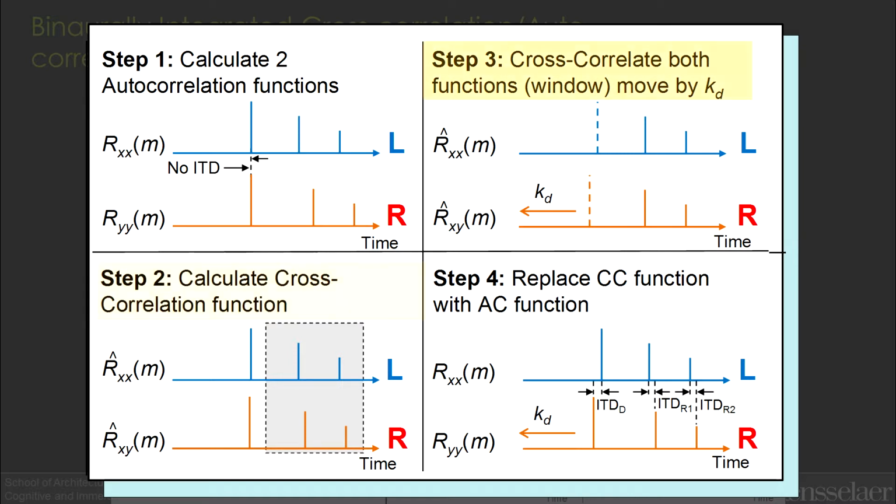And so we use the cross-correlation function, and based on this internal delay or shift that we get, KD, we realign the second cross-correlation function. That's step 3. And then we replace that cross-correlation function with the autocorrelation function. So we end with two autocorrelation functions that are time-aligned to each other. Now we preserve the ITD of the direct signal, but also the ITDs of the two reflections.